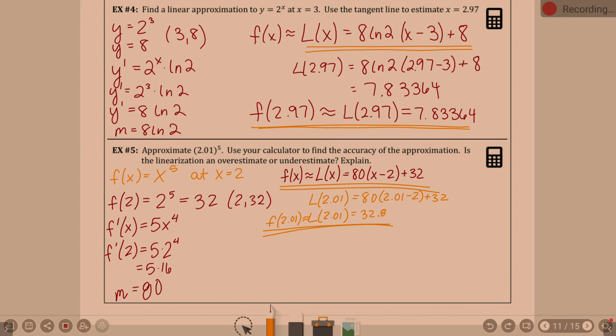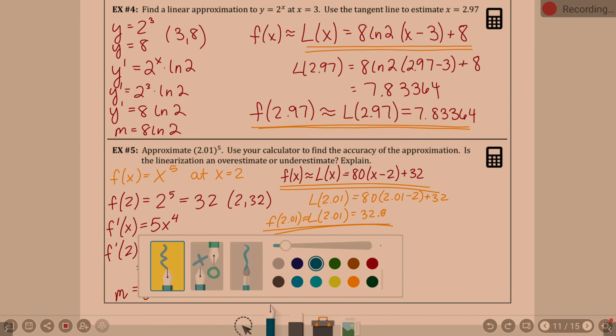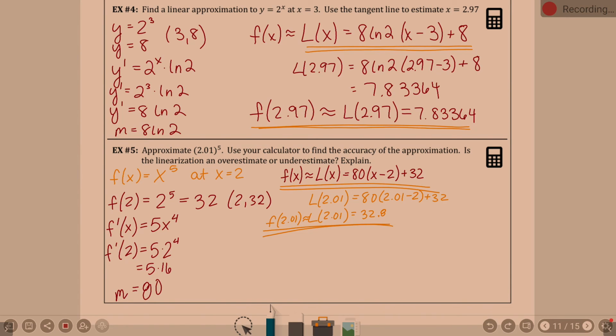Okay. Error. I feel like I can't say that word very well. Use a calculator to find the accuracy of the approximation. So we found our approximation to be 32.8. What was the exact value? Oh, we don't have that, do we? No. Okay, what she said, right? Do I have that written down somewhere here? Nope, I didn't even write that down.